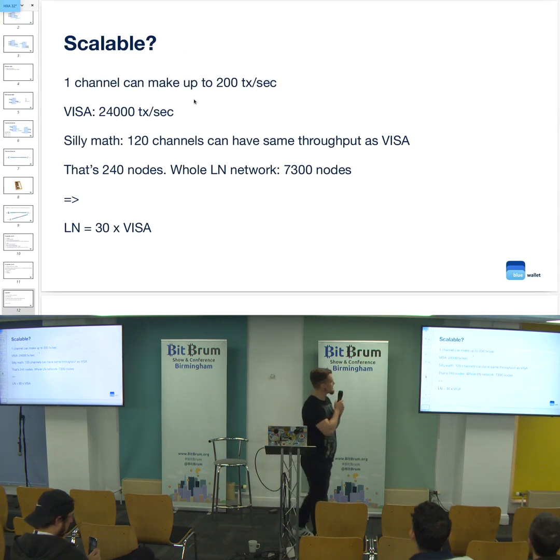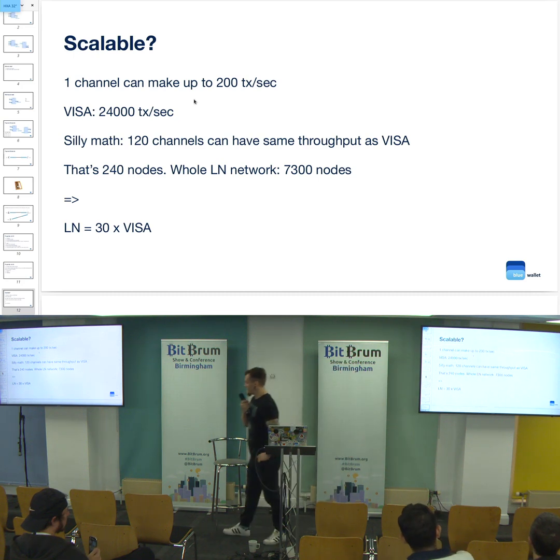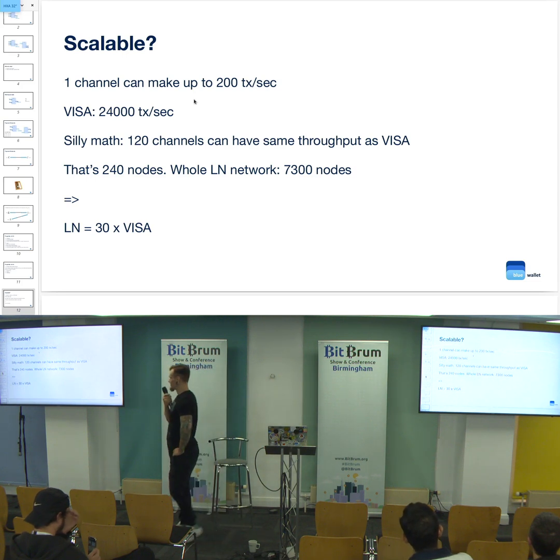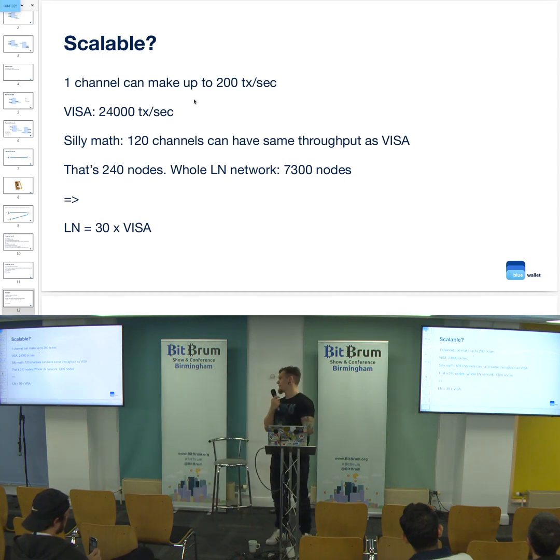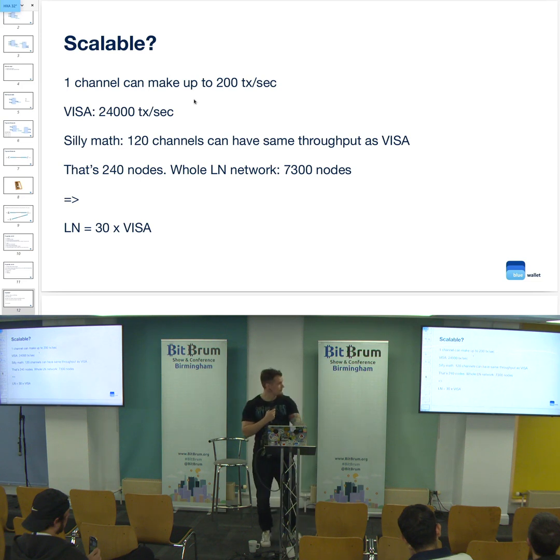So how scalable is it? I did some numbers. One payment channel can make up to 200 transactions per second, and people say that Visa can handle 24 transactions per second worldwide. So I did some silly math, and it looks like the whole Lightning Network can do 30 times more transactions than Visa. Well, this is not a correct comparison. This is just a silly number. I just wanted to share this number with you. This is not really correct, but it's funny to do this exercise.